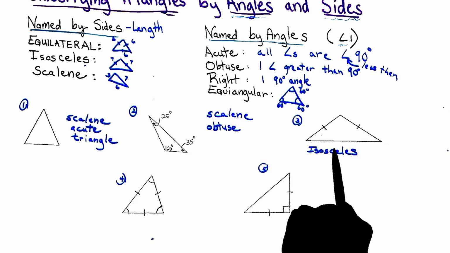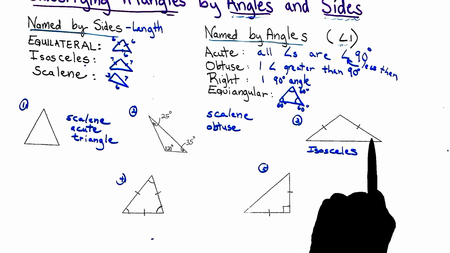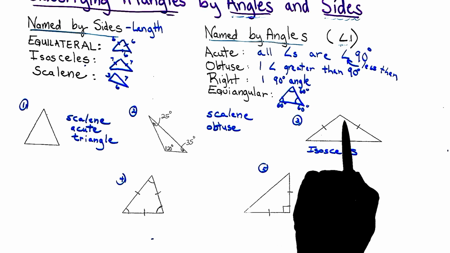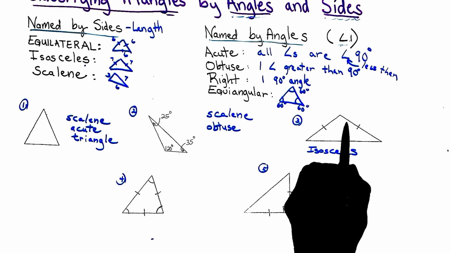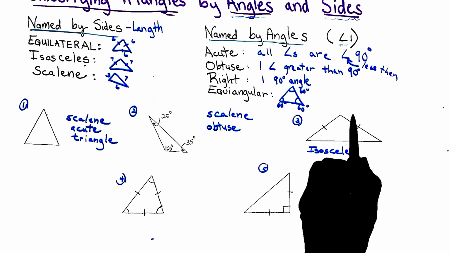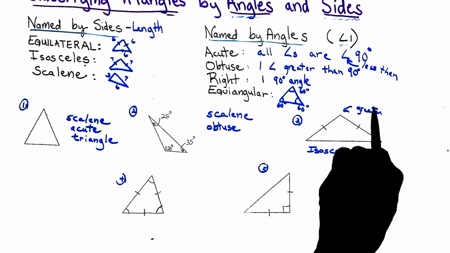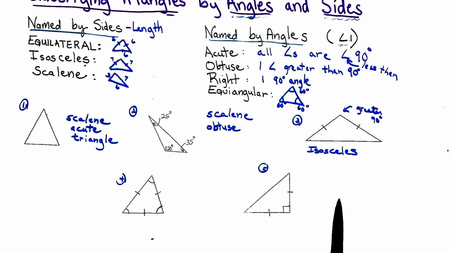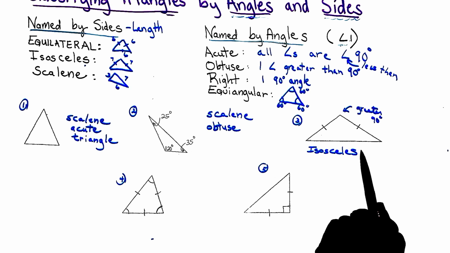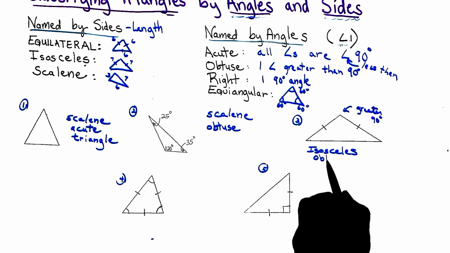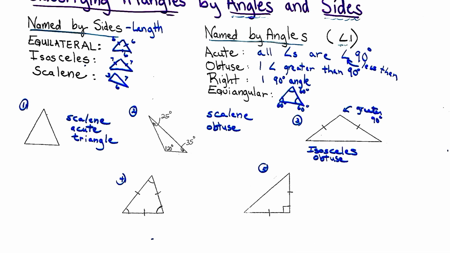And now, as I look at the angles, if you were to turn it and look at it, it is a little bit greater than 90 degrees. So I'm considering this angle, it's greater than 90 degrees. It might be close, but I think it's greater. So this is an isosceles obtuse triangle.